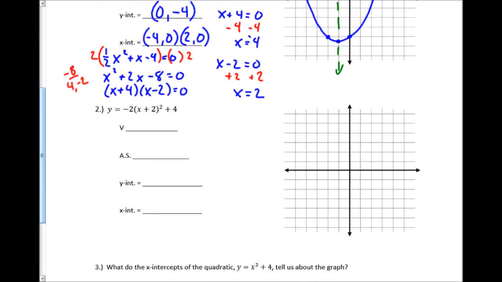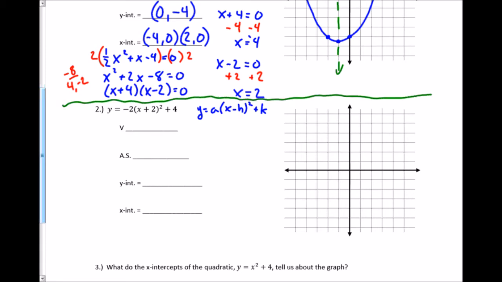Taking a look at number 2. Number 2 is in y equals a times x minus h squared plus k. This is the format that this thing is in, and that's our vertex form. Remember, in vertex form, the vertex is pretty much given to us. Just keep in mind that there is a minus h here, and that minus caused me to take the opposite of this guy. So it's going to be a negative 2, 4 for my vertex.